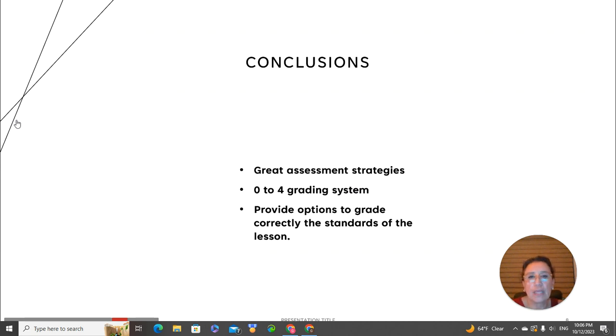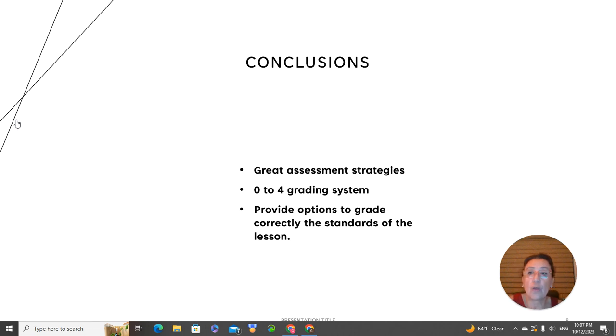In conclusion, it's a great assessment. They have a lot of strategies that help if it's in the 0 to 4 system. I think it helps a lot. I don't know how we'd understand this book if it were in the 0 to 100 system, but so far it works very well for me in this transition that I'm having right now. And it provides options to grade the standards of the lesson correctly, which I think is really important nowadays, to be following and covering all the standards.